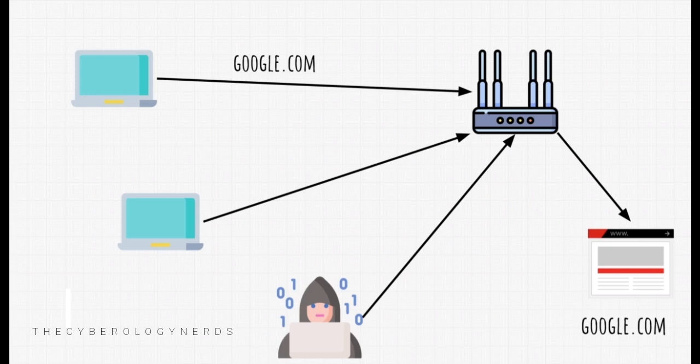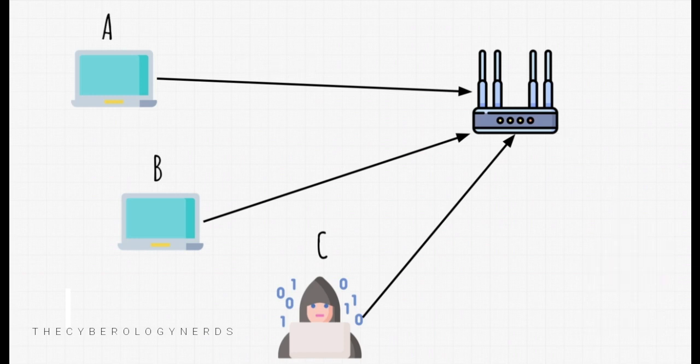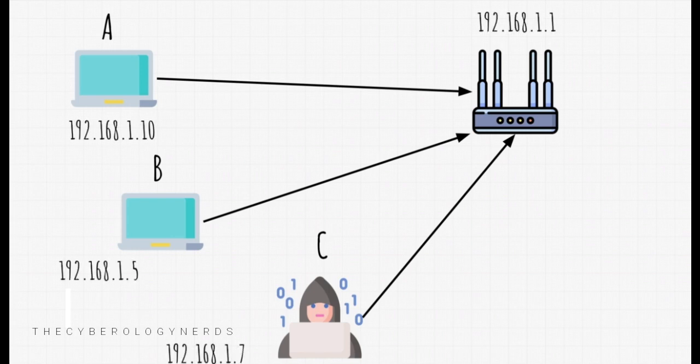But how does it know which machine to send to? How does it know to who to forward which packet? Well, let's explain it like this. Let's go back to our 3 machines and let's mark them with A, B, and C. All of these machines, including our router, also have an IP address.